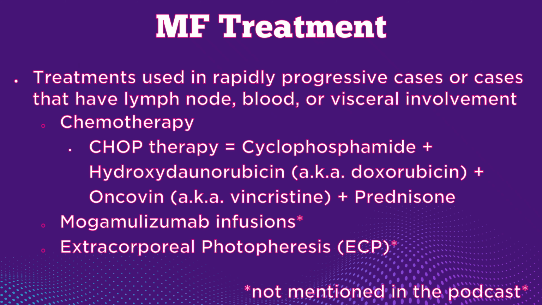For MF cases that are rapidly progressive or had lymph node or visceral involvement, chemotherapy can be used. One such regimen is known as CHOP therapy, with the C standing for cyclophosphamide, the H standing for hydroxydaunorubicin, also known as doxorubicin, the O standing for oncovin, aka vincristine, and P standing for prednisone.